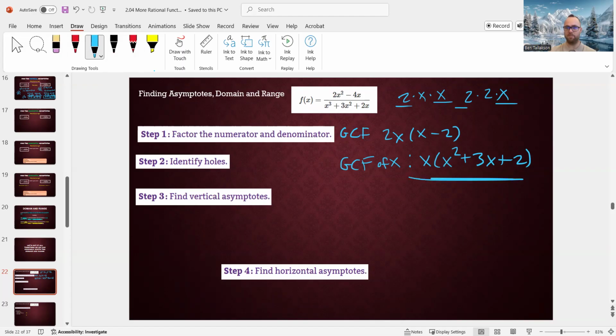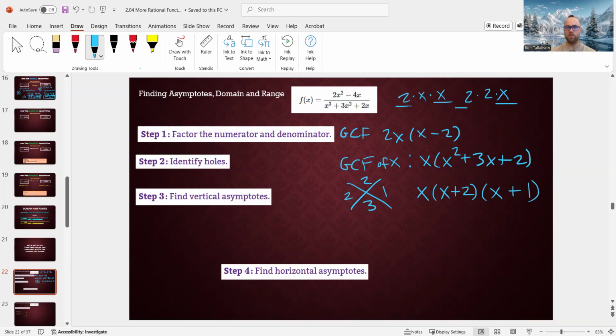Okay, but this is not fully factored, is it? We need to factor this quadratic now as well. So here we go. X method, a times c, b. The only two numbers that multiply to 2 and add to 3 are 2 and 1. We still have the x on the outside. Can't forget about that guy. But now we have our x's, our parentheses, and plus 2 and plus 1. Now our numerator and denominator are fully factored.